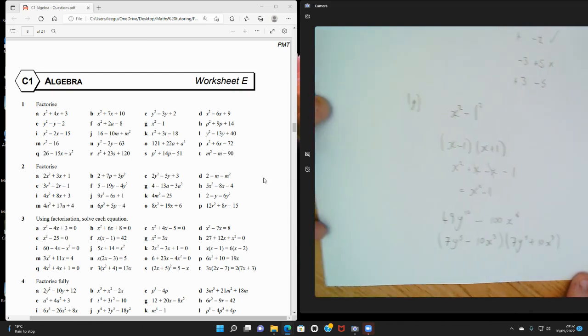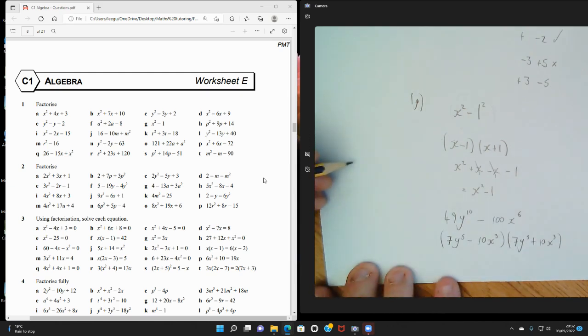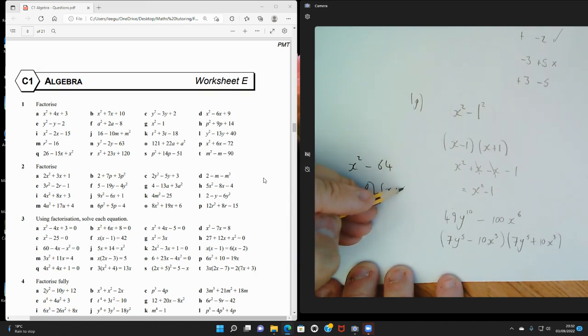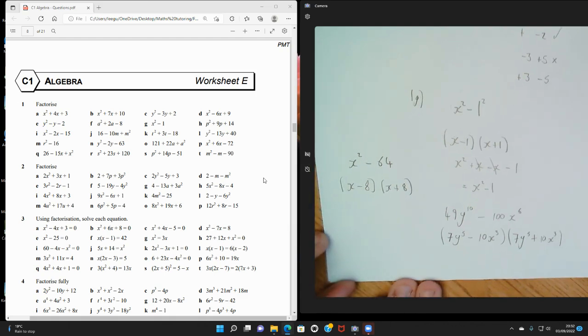Okay, let's have a look at another one. Maybe I went in too complicated too fast there. Let's look at an intermediate one. Let's imagine I was to have, for example, x squared minus 64. Well, that would factorize into x minus 8 and x plus 8. Okay, let's have a look at another one.